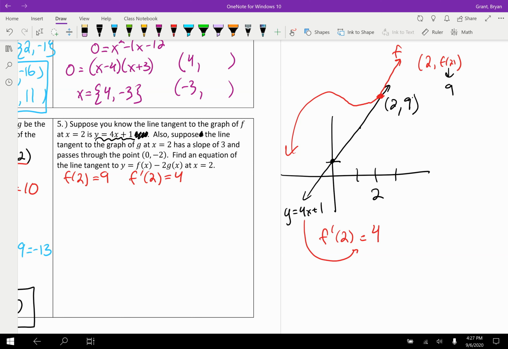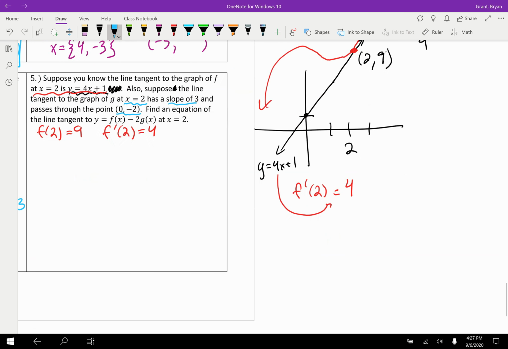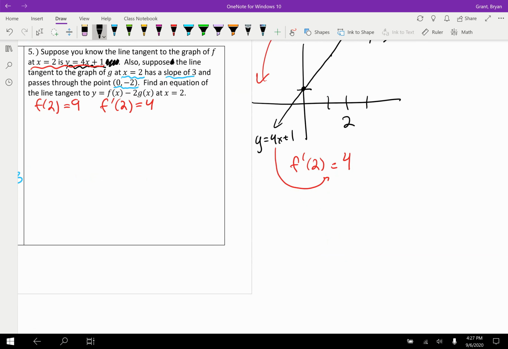Alright, well, let's look at this other one. Also, suppose, and I should have showed that this is in red, suppose that the line tangent to the graph of g at x equals 2 has a slope of 3 and passes through this point. Well, we should probably do this one as well. Very similar to what we did before. We need to go 0, negative 2, slope of 3.